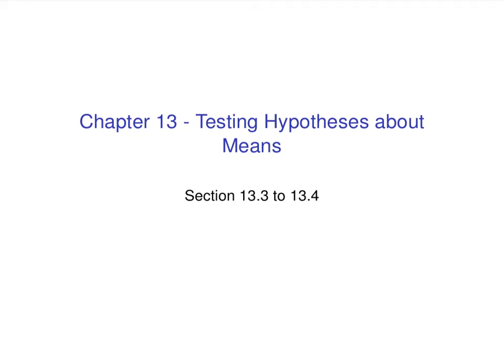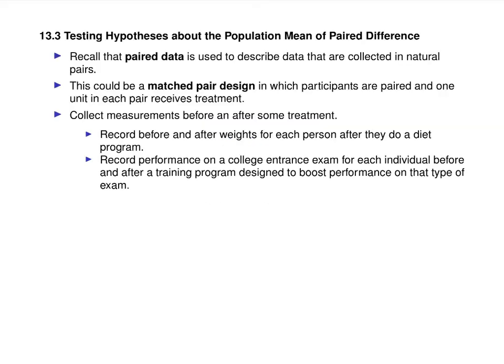In this lesson, we're going to continue our study about hypothesis testing with means. So first, we're going to talk about testing hypotheses about paired data. So remember that paired data is used to describe data that are collected in natural pairs. So things that are, say, before and after measurements are good candidates.